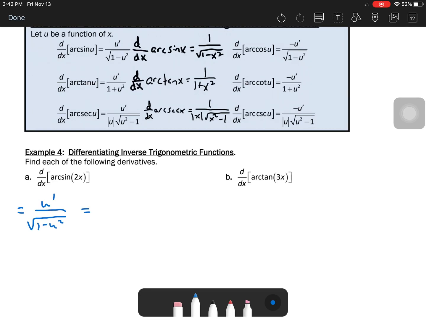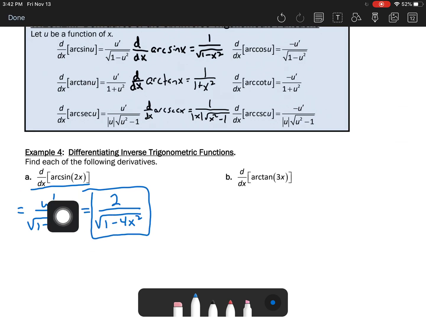So if I have that, and my u then is the 2x, so the derivative of 2x is just 2. And then I'd have the square root of 1 minus 2x squared, which would be 1 minus 4x squared. So when I square that 2x, I would have 4x squared. So the answer for this, just using the formula, just plugging in some values there, u prime over the square root of 1 minus u squared would be this.